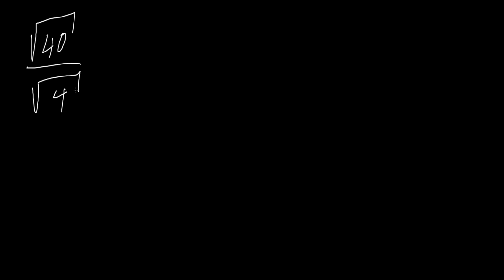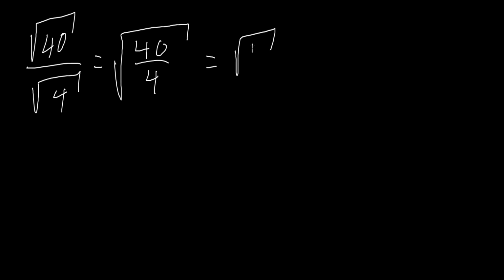Simple. Now let's get into the fractions part. Let me give you a simple example. Let's say we had the square root of 40 over the square root of 4. Can you simplify this? Yes, you can. Let's change it into the other format first: the square root of 40 over 4. Now, 40 divided by 4 is equal to 10. So this is equal to root 10.